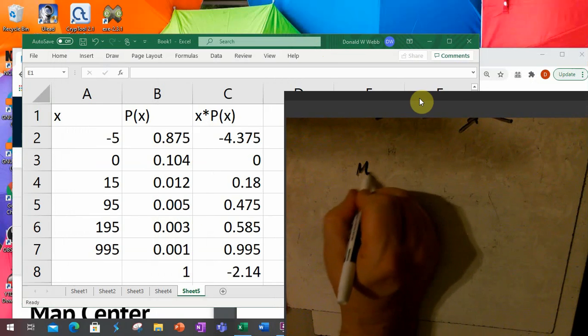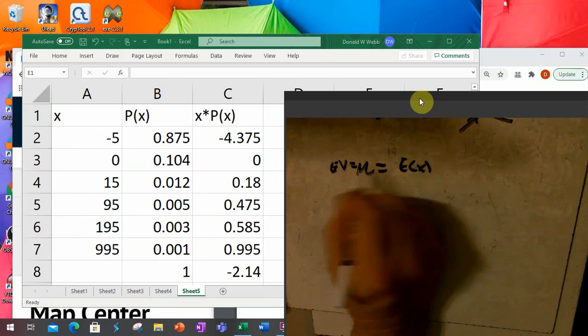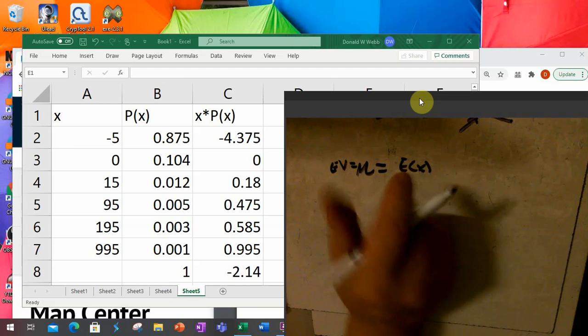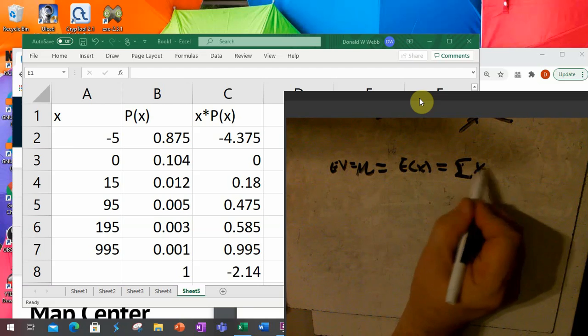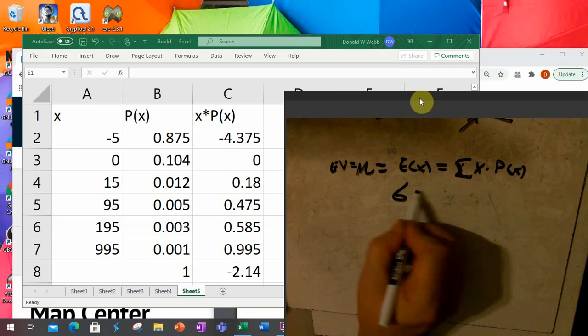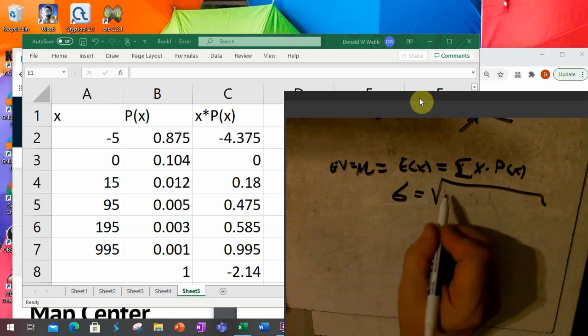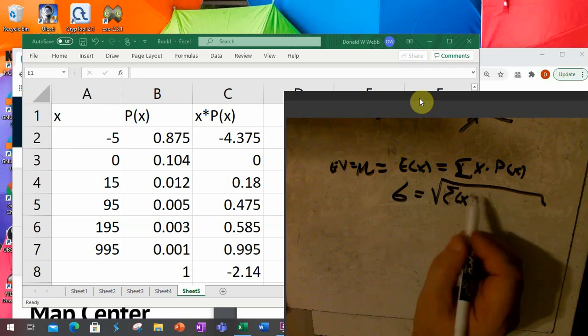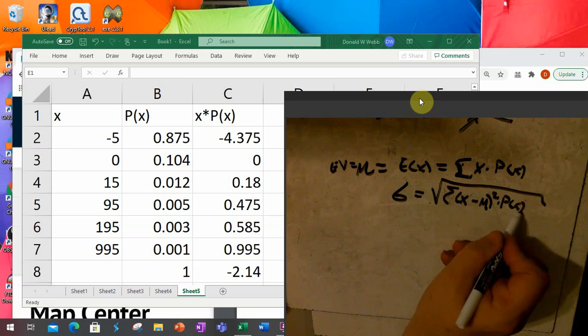So remember the mean or the expected value of X, different ways that they're going to ask the very same thing. This was sum up all the X times P of X's. And then my standard deviation was, once you've done this, you've got to get this first. Add up the x minus your mean squared times p of x.